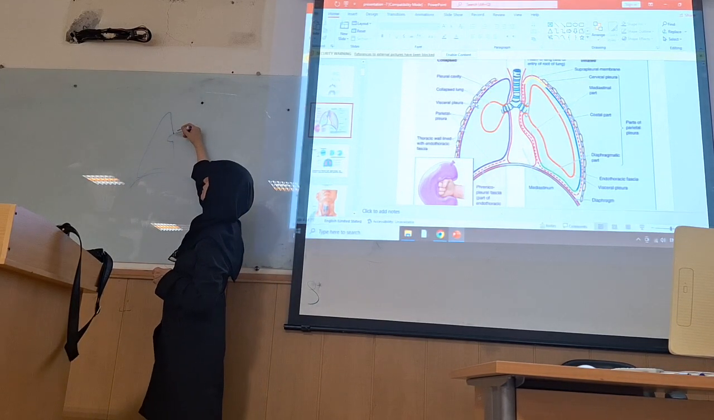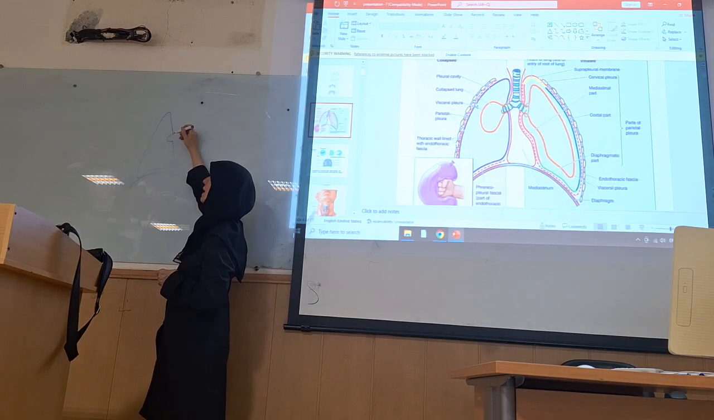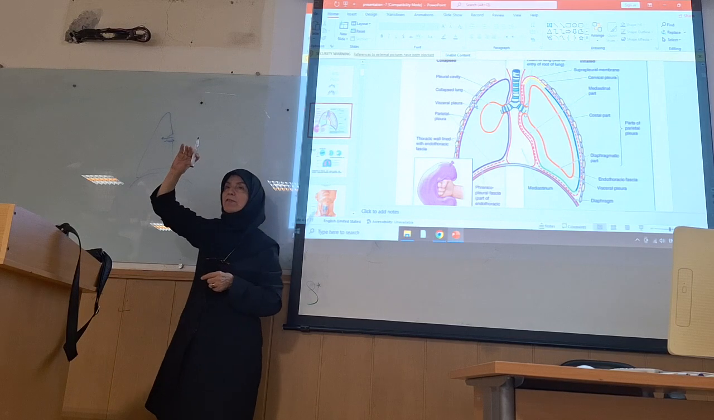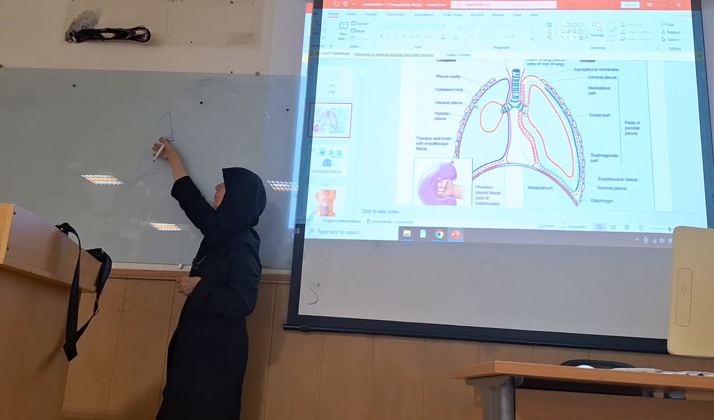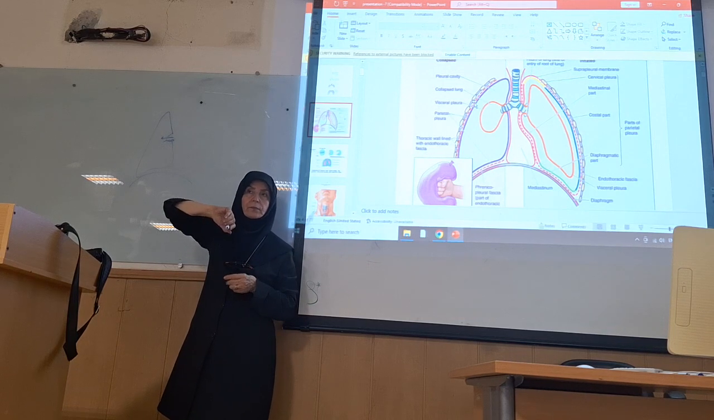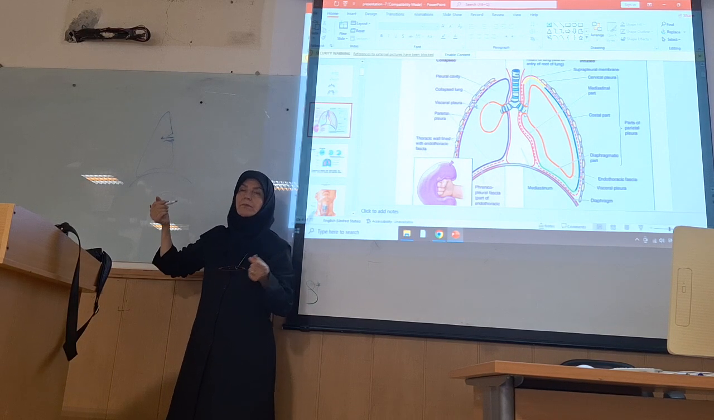In the medial surface, here we have the hilum. As you know, the hilum is an area, a place where some of the structures are going in and some of the structures are leaving the lungs. Okay? Can you imagine? Yes.